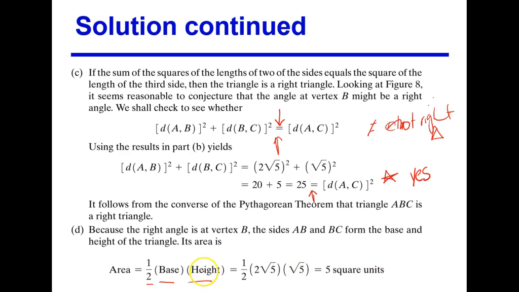Now remember, my base and my height are always at right angles to each other, so that's why it can be very useful to figure out if this is a right triangle before we go any further, because then I already have all the information I need to find the area of that triangle.